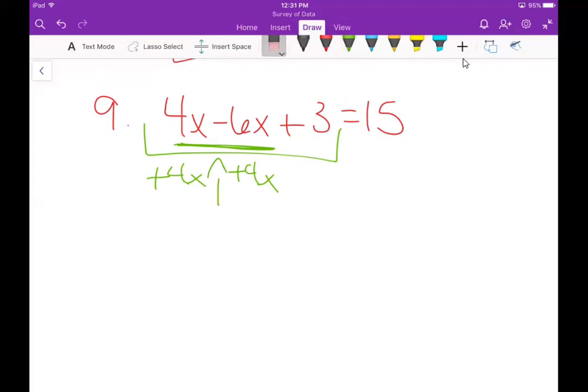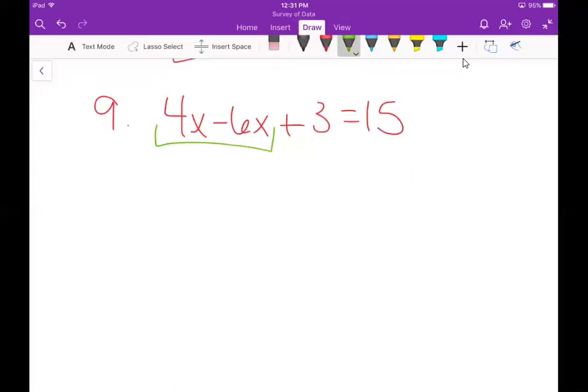Okay, so here, since 4x and 6x are currently on the same side of the equal sign, I am just going to combine like terms. 4x minus 6x is negative 2x. Then I still have my plus 3 equals 15. Once I have done that simplification step is now when I'll carry out the other steps.